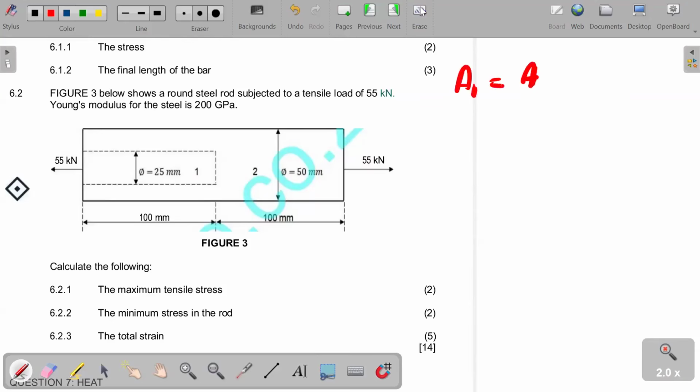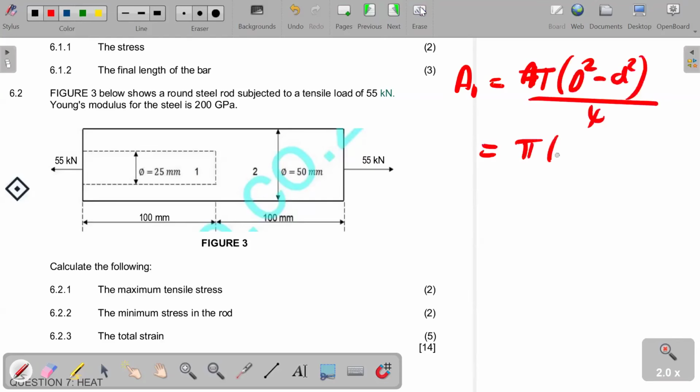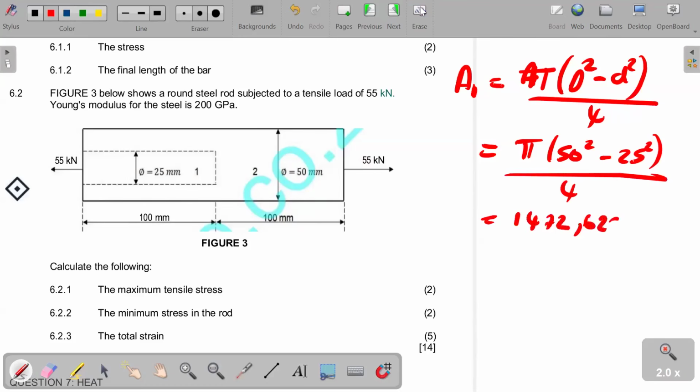It's going to be given by pi multiplied by G squared minus g squared over 4, where the uppercase G squared is going to be 50 squared, minus the lowercase g squared, which is 25 squared, over 4, and that in turn gives us 1,472.622 square millimeters. Remember, whenever we want it in meters, we just say times 10⁻⁶.